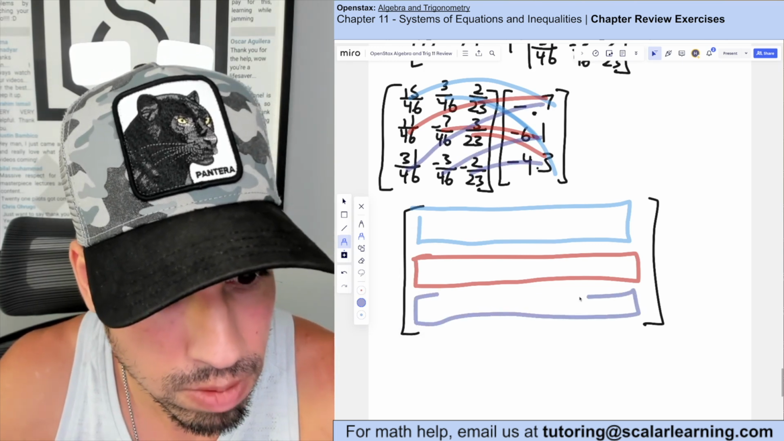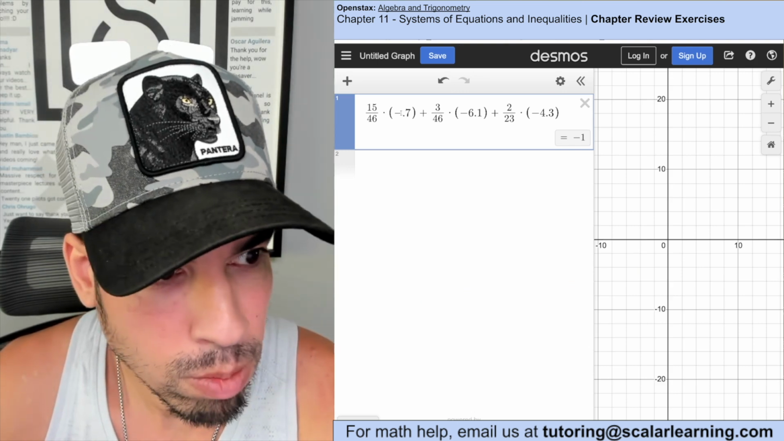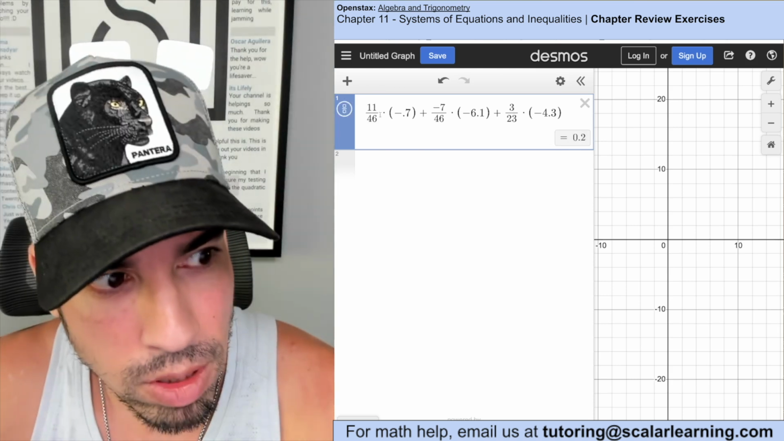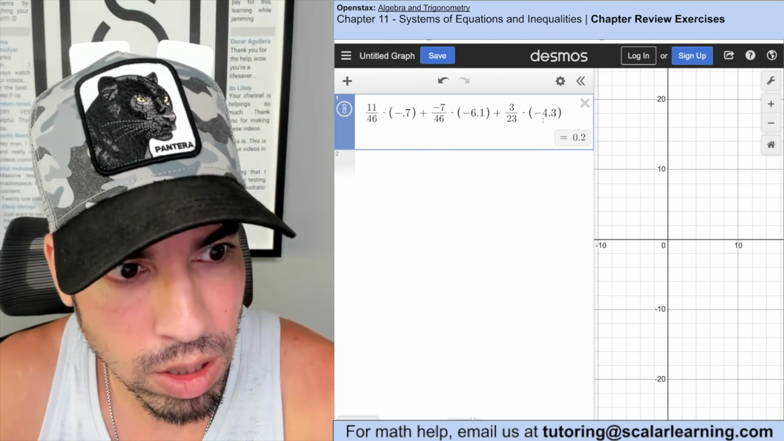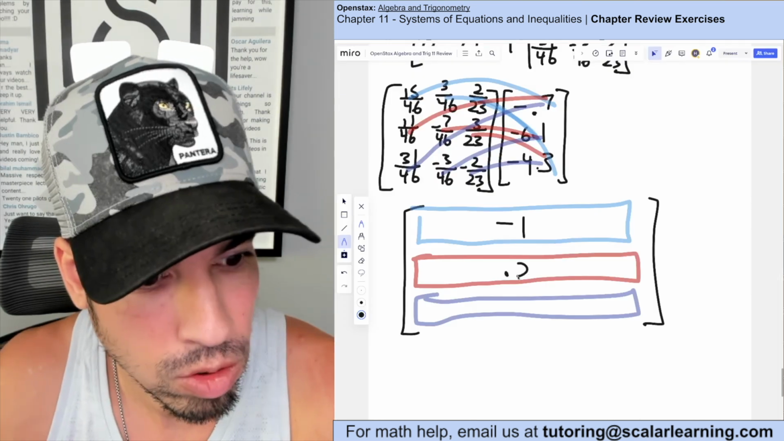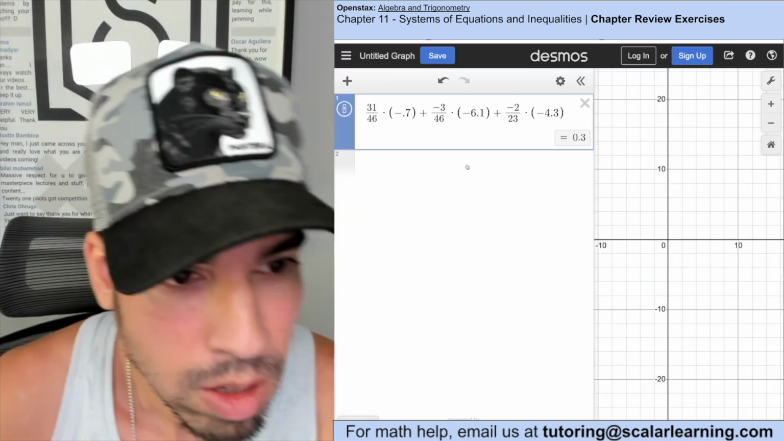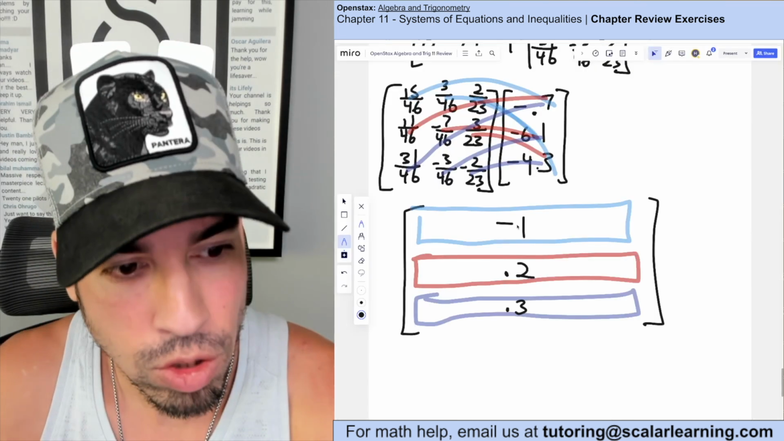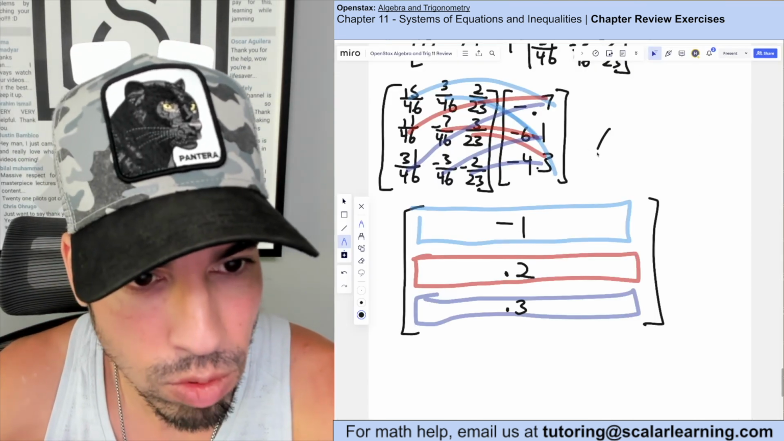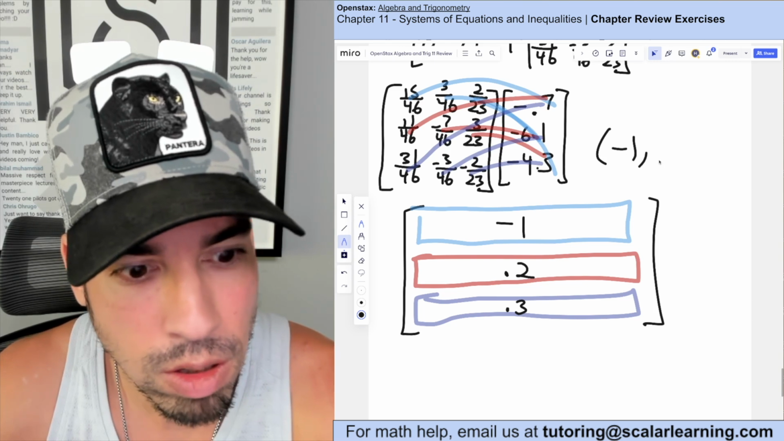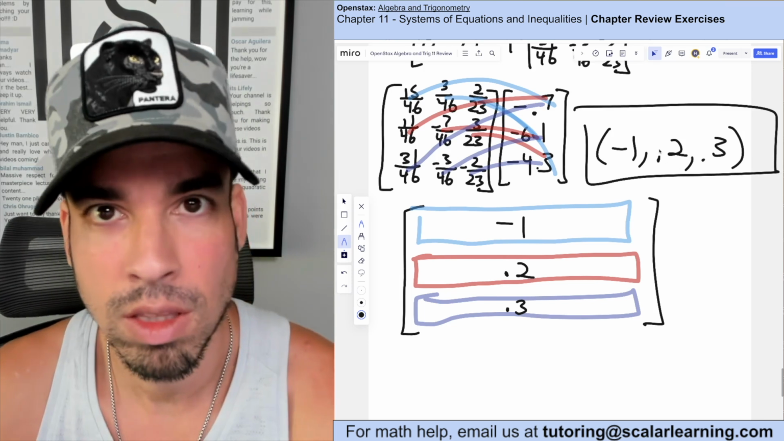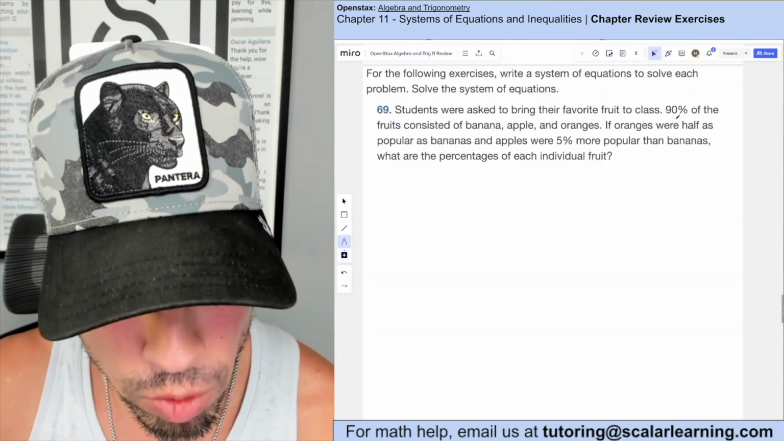So you can see we did the first multiplication and addition, and we get negative 1 for x. Now for the second multiplication, when we put it in addition, we get 0.2. So there's our 0.2, and now let's do the purples. And now for the final row, when you put it all in, we get 0.3. And so there it is, x, y, and z. So our final solution is negative 1, 0.2, 0.3. That's how you do it. Done.